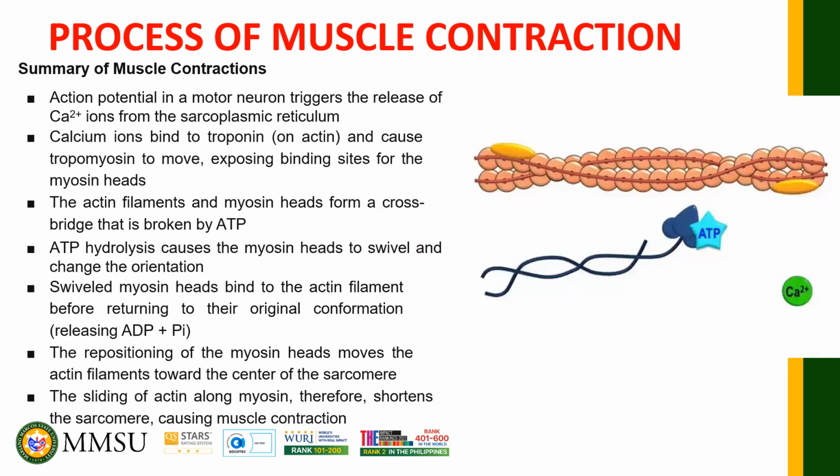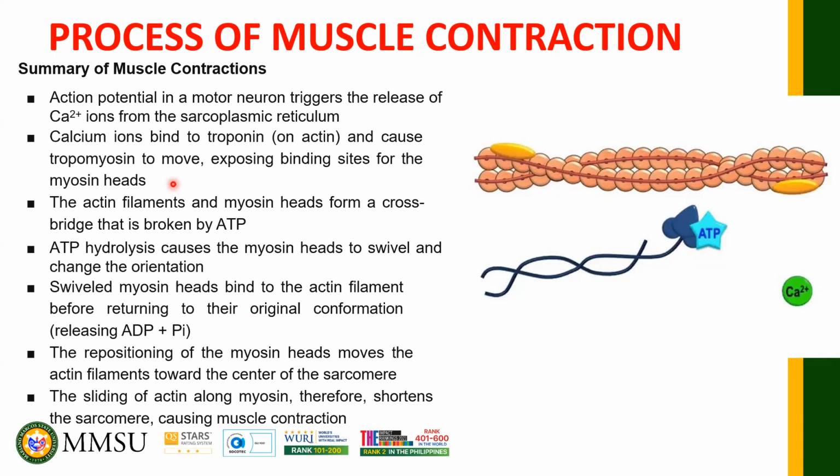So let's have a summary of the muscle contraction. As what I've said kanina, an action potential doon sa motor neuron will trigger the release of calcium ions from the sarcoplasmic reticulum. So the calcium ions now will bind the troponin and the actin filaments, leading now to the repositioning of the tropomyosin, which now exposes the binding sites for myosin heads and actin filaments, or the myosin binding sites.